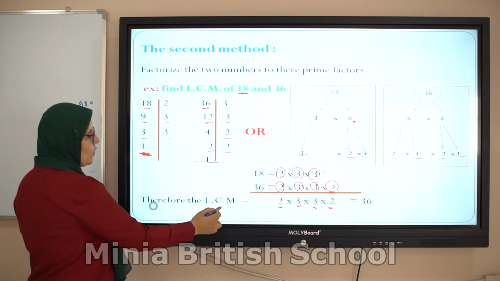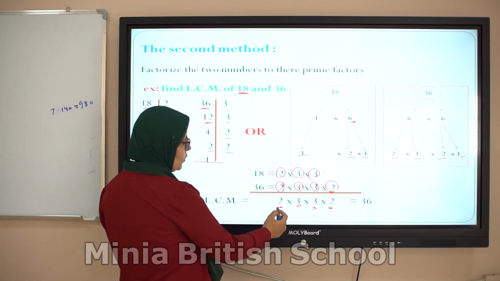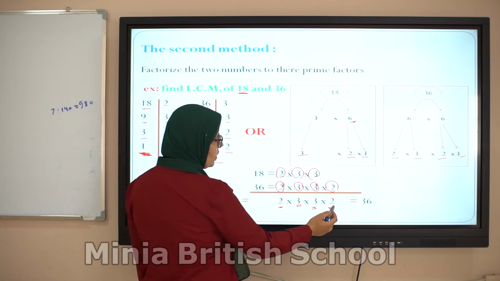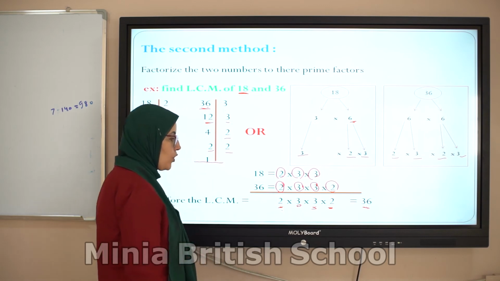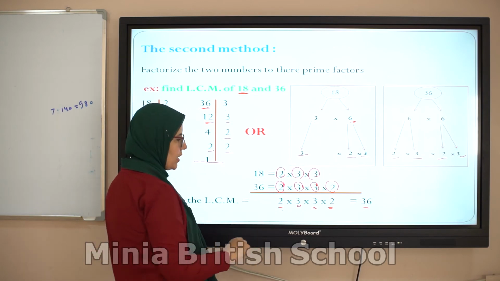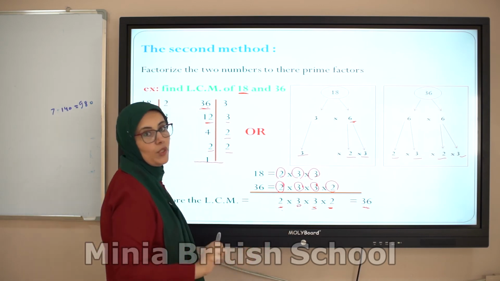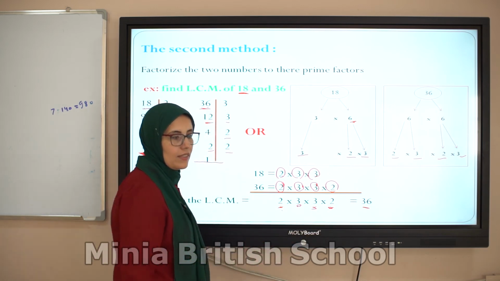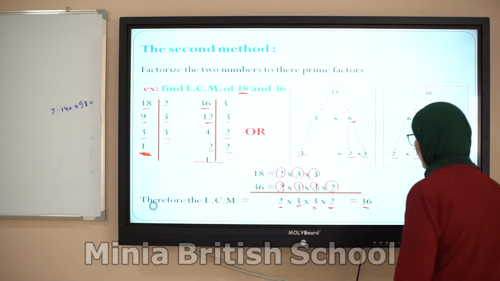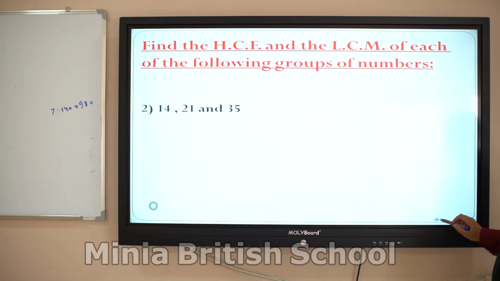So the lowest common multiple here equals 2 times 3 times 3 times 2, which equals 36. Because 2 times 3 gives 6, 6 times 3 gives 18, and 18 times 2 gives 36. That's it. Let's see another example by using the same way.